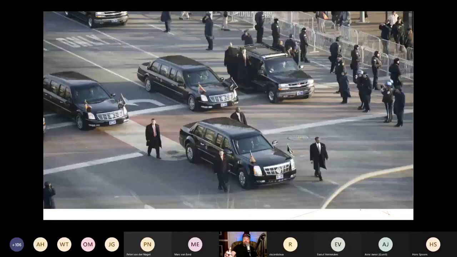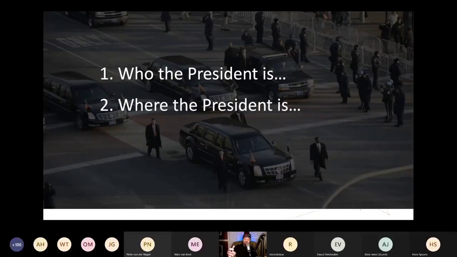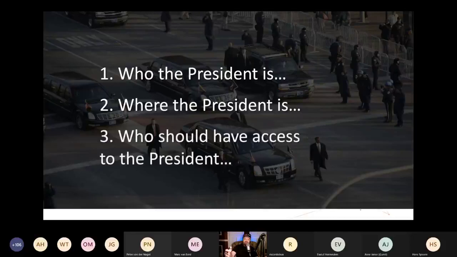Now, the best way to show you how this works is to look at how the U.S. Secret Service protects the President of the United States. So they know three things about the President. They know who the President is. They don't do presidential discovery projects. They know where the President is, and they know who should have access to the President at any given time.